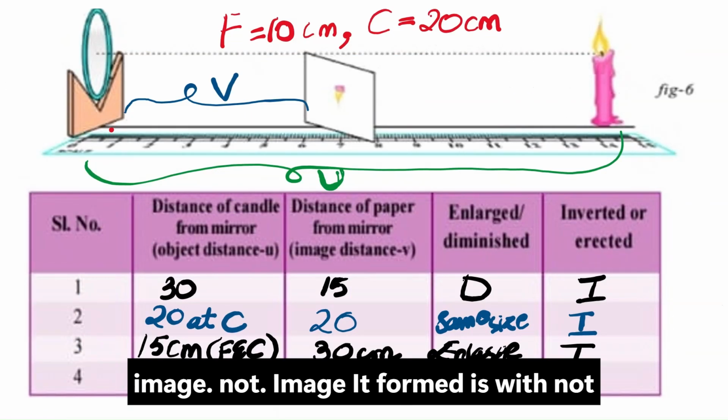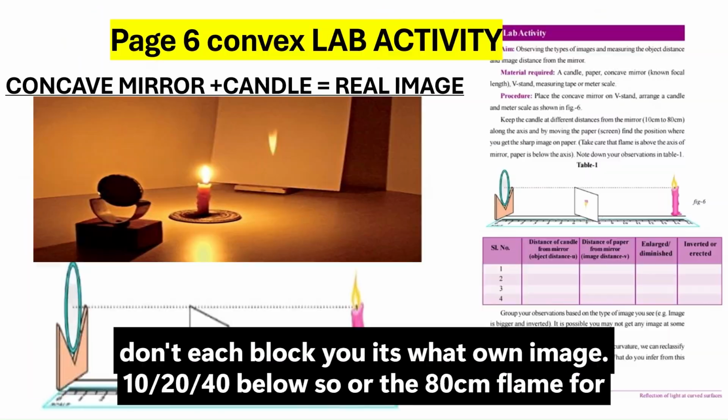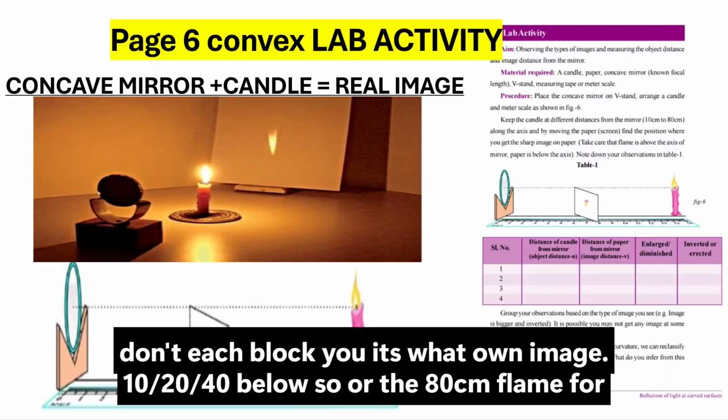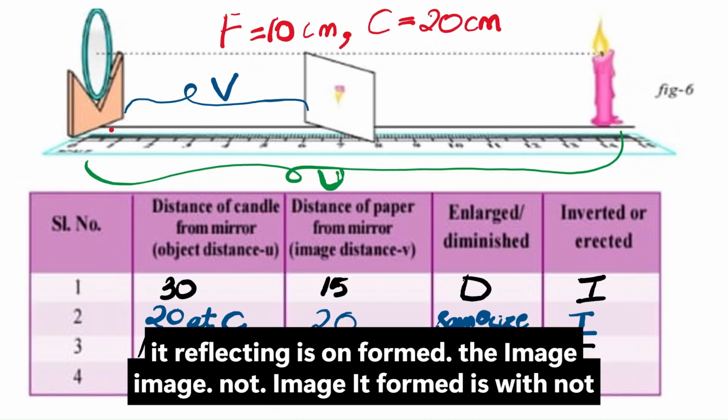if it is kept far beyond C, which is the first one, which is 30, the image is small, it is inverted, and forms between F and C. Bring it to C, which is the second one. C is 20, and the second one which we took is 20, at C. The image is the same size at C.